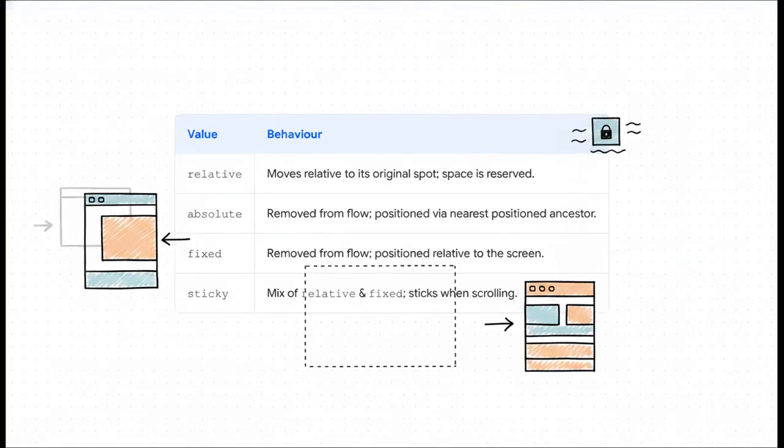In CSS, there are 4 main positioning values. Relative lets you nudge an element from its original spot. Absolute pulls it completely out of the normal flow. Fixed locks an element to the screen, like a floating button, and sticky is a cool mix of the two, like a navbar that scrolls and then sticks to the top.